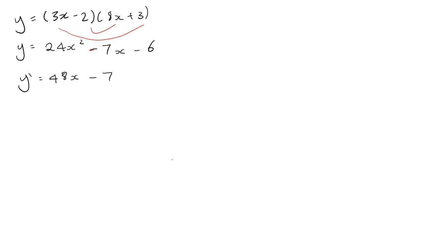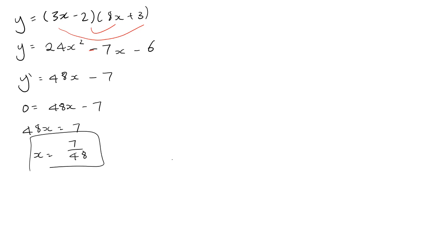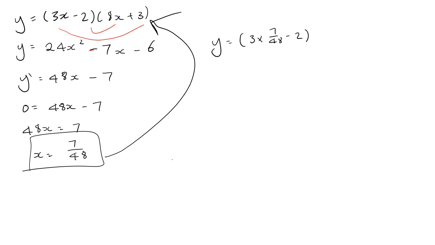So I make y dash equal to 0. We get 0 equals 48x minus 7. 48x is equal to 7, and thus x is equal to 7 on 48. And you can't simplify that, so that's our x coordinate. Our final step is to substitute x into the original equation. So I get y equals 3 times 7 on 48 minus 2 times 8 times 7 on 48 plus 3. Now I'm going to use my calculator for this.